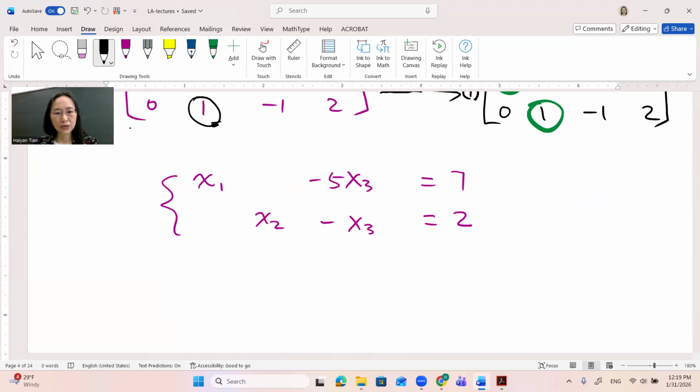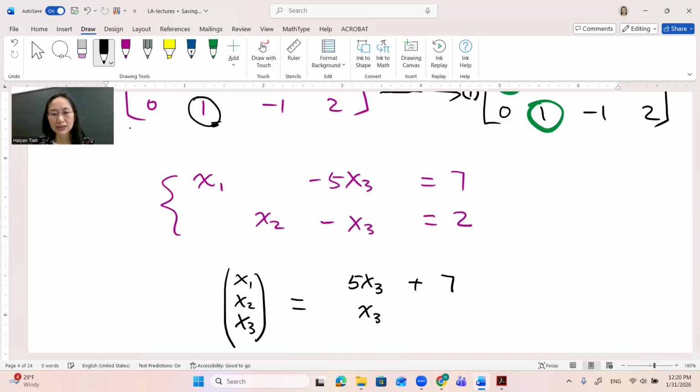go further. We need to go further because the solution should be a vector of 3 entries, and we need to provide each entry in order to claim a solution is found. So x1 is what? If I add 5x3 to both sides of the first equation, I have this. x2, if I add x3 to both sides of the second equation, that's 2. x3 can be anything because it's a free variable.